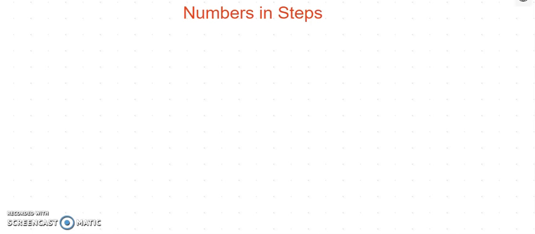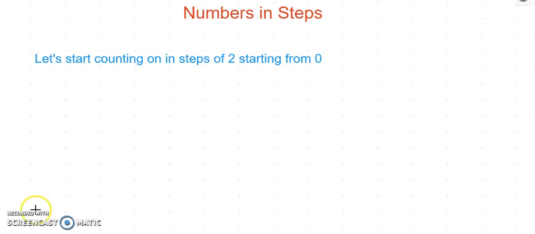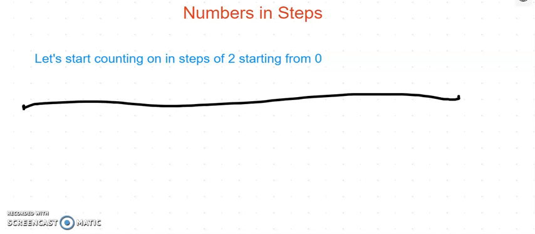Today we're going to learn how to count on and count back in steps of 2, 3, 4, 5, and 10. First, let's start counting on in steps of 2, starting from 0. Counting on means start counting from a specific number and adding a particular number in a sequence. For example, I will start counting from 0.